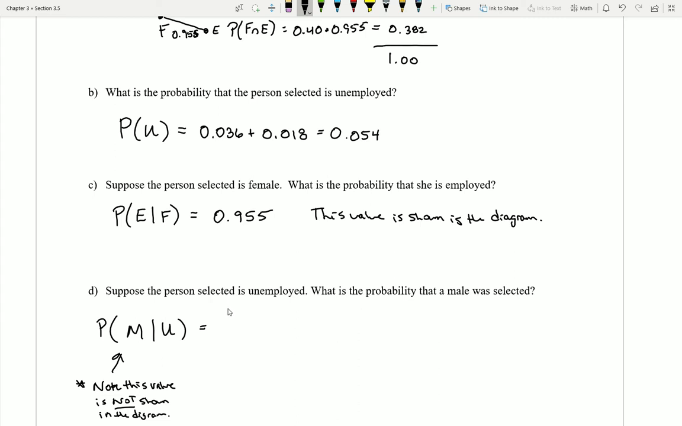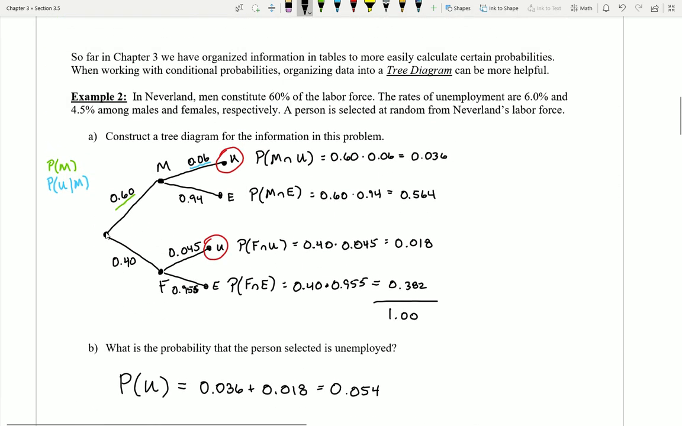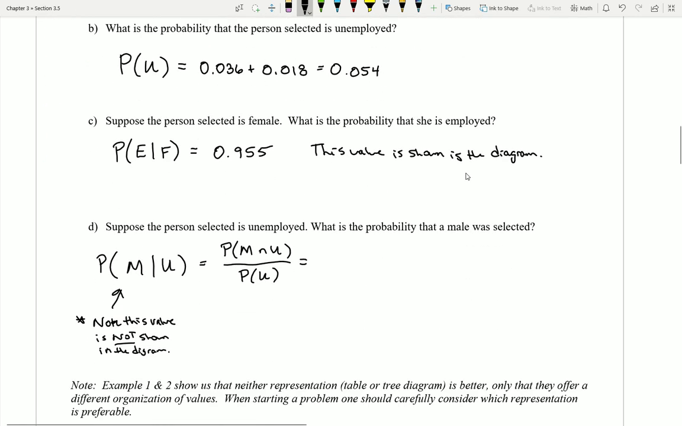Do you remember the formula? Well, if you don't remember it, go back and take a look at it. Go look at that formula sheet for this section, or for this chapter, and see what it is. There's probability for M given U. That should have come out as probability of M and U over probability of U. Well, notice these are all things I can find directly from the tree diagram. Let's find M and U first. So that would be go down M, go down U. M and U is 0.036. Perfect.